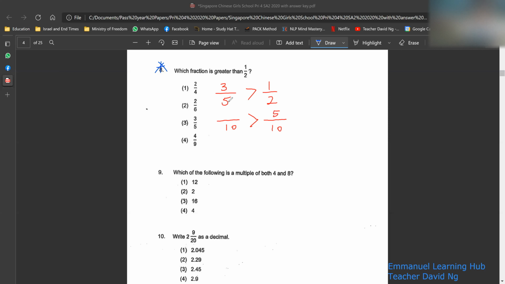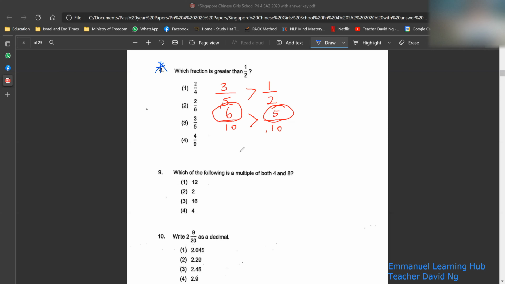Okay, 5 can convert to 10, right? By multiplying it by 2. Yeah. When it is the same denominator, it becomes very obvious that 6 is greater than 5. Okay? This is a good way to find out which fraction is greater: convert it to the same denominator and compare the numerator. This is a good way.